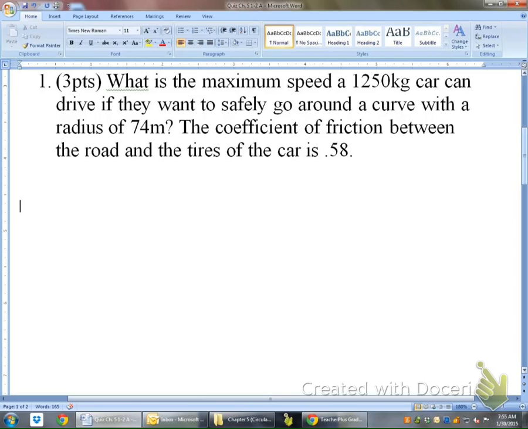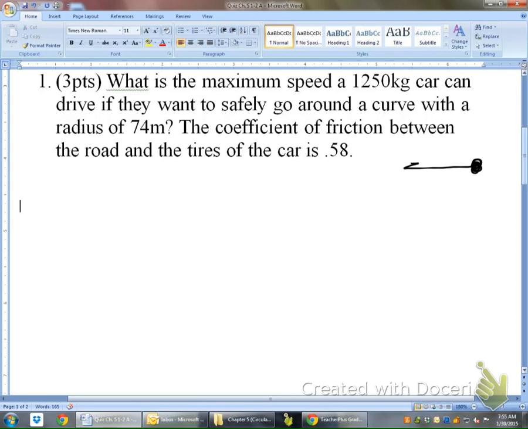There's some car that's going around a curve with a radius of 74 meters, so it's a pretty wide bend, but it's traveling around this curve, okay? We're not so concerned with what the curve looks like at this point. What we want to look at is the free body diagram of the car itself, okay?